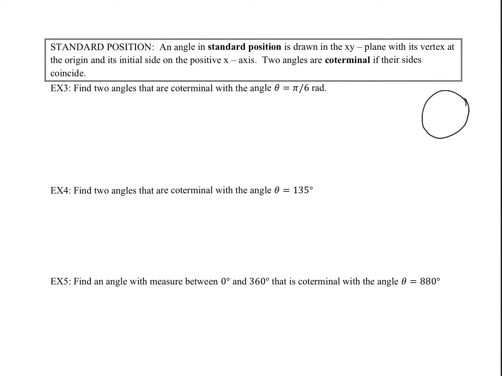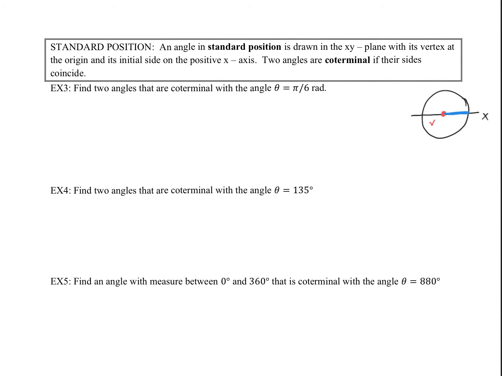Well, real quick, so we have our unit circle. Well, that's somewhat a circle. And then we have our x-axis, right? So it's drawn in the standard position with its vertex at the origin. Okay, so there's the vertex, V. And then the initial side, remember the beginning side should be on the positive x-axis. And two angles are coterminal if their sides coincide.